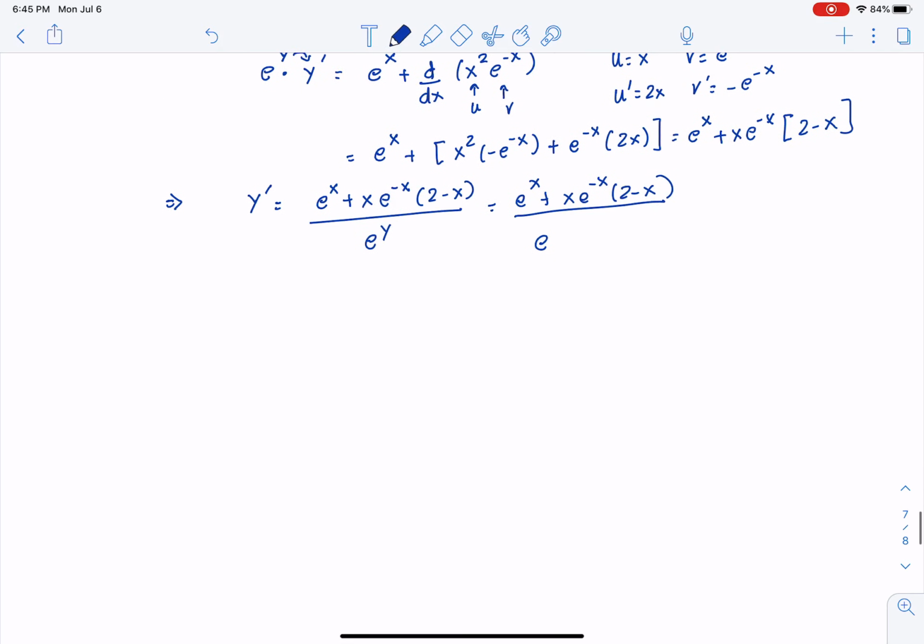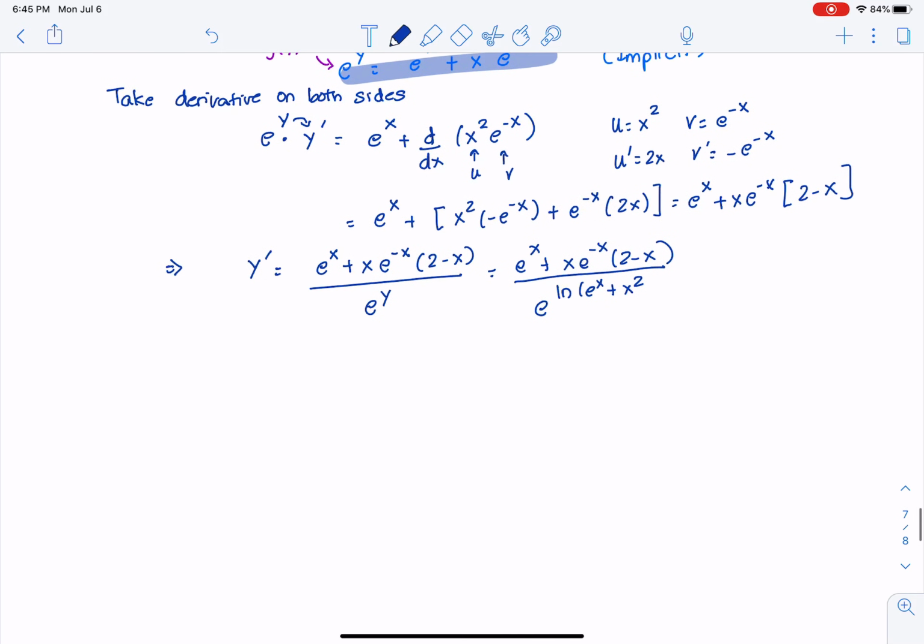So I'm going to plug that back in. The e and the ln would go away, and we would simply have e raised x plus x times e raised negative x times 2 minus x over e raised x plus x squared e raised negative x. That should look familiar. Let's go back. That's exactly what we had here for the first derivative.